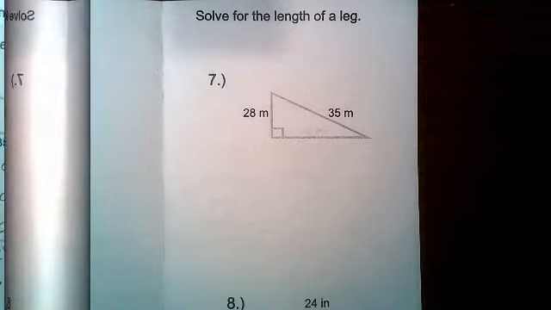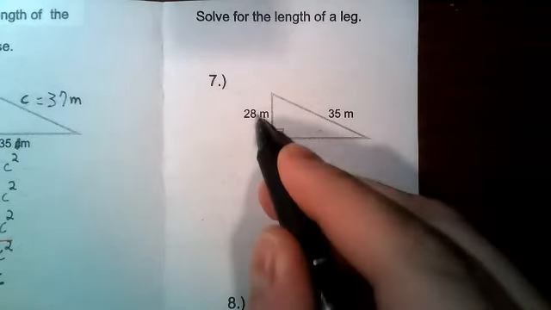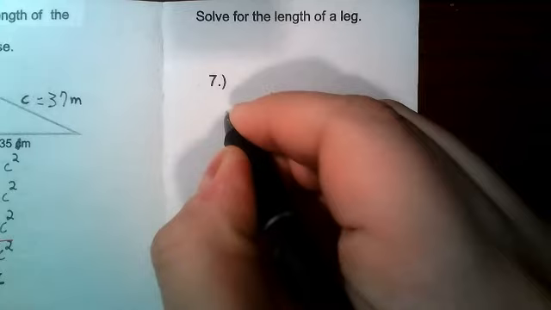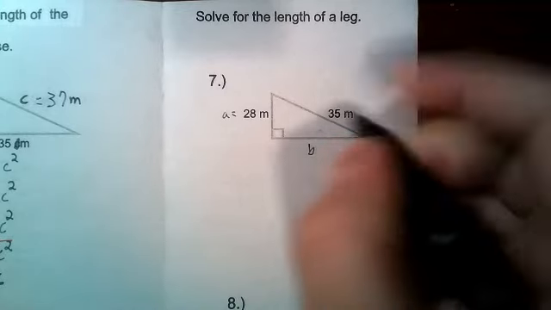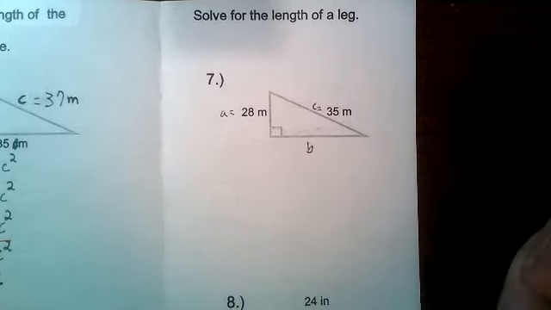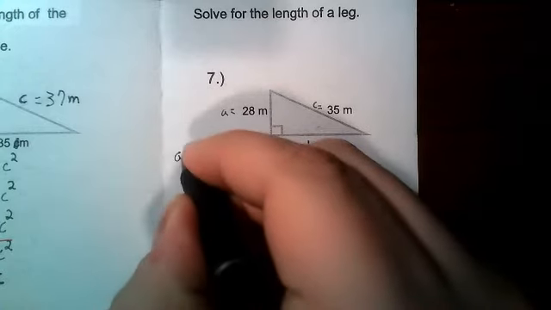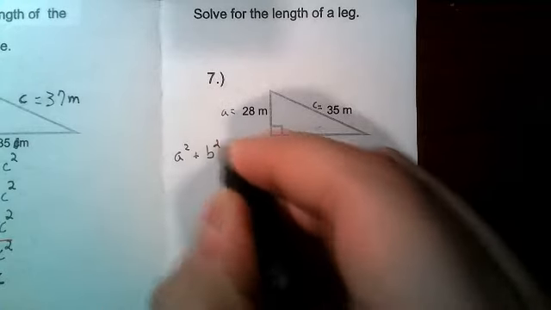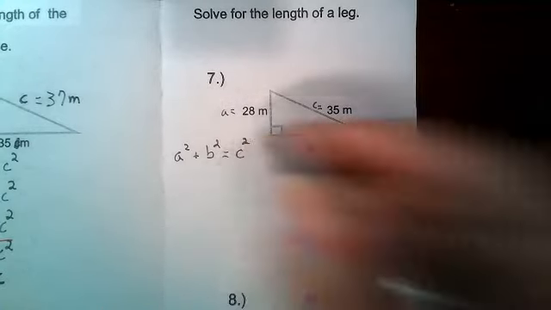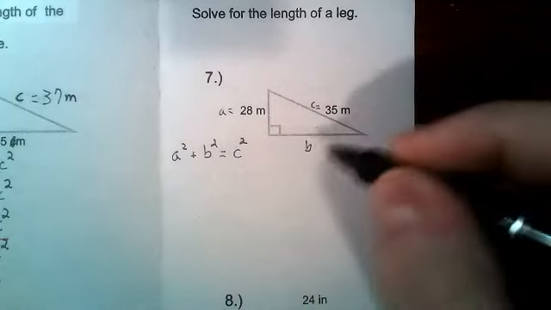Here for number 7, we have an A, a B, and a C. So I can label them so that when I start putting them into my Pythagorean theorem, I can find the length of the leg.